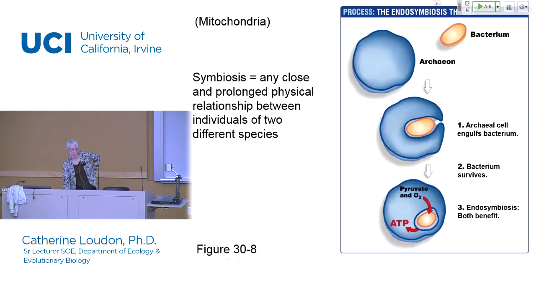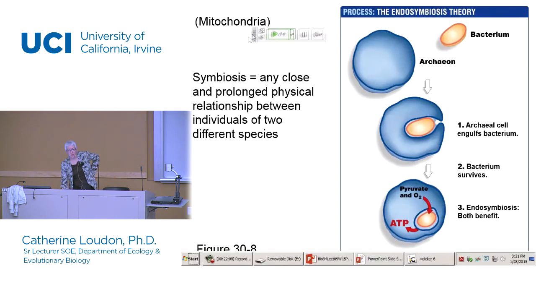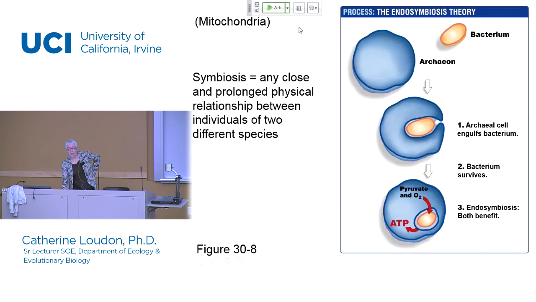Let's first explain what these terms mean. The name of the theory is the endosymbiotic theory or the endosymbiosis theory. What is symbiosis and what is endosymbiosis? We'll learn more about these terms when we hit the ecological interactions between organisms part of the course. But for right now, here is the definition of symbiosis. The term symbiosis refers to any close and prolonged physical relationship between individuals of two different species.